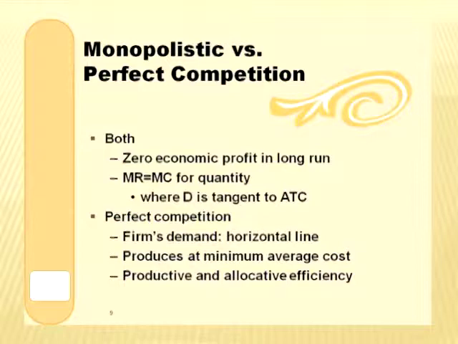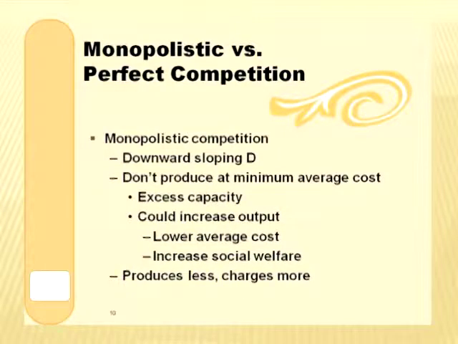And better still, it happens at the minimum average cost. So remember that when we talked about perfect competition, we said it's both productive and allocatively efficient. That is, it produces the right products and it allocates them to the right people. So from the standpoint of society as a whole, it is absolutely the most efficient way of doing things. We have no wasted resources. We produce exactly the right products and we distribute them to exactly the right people.